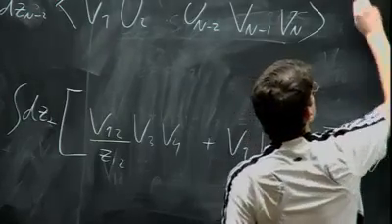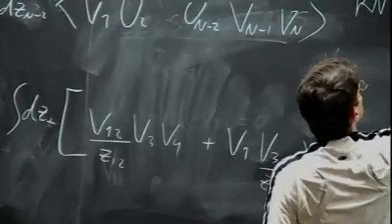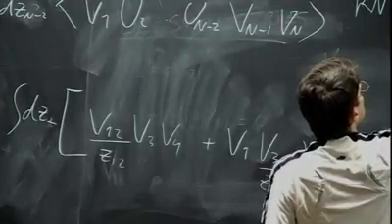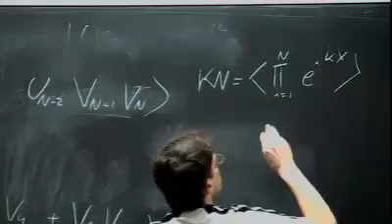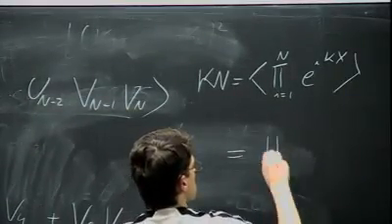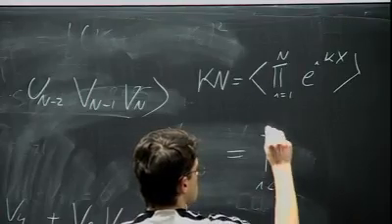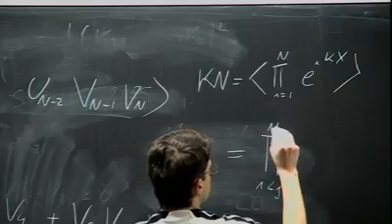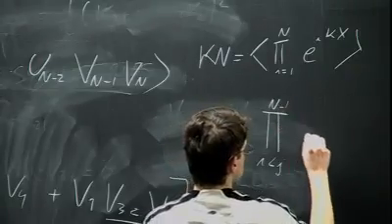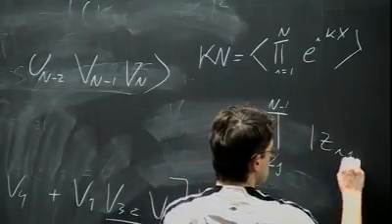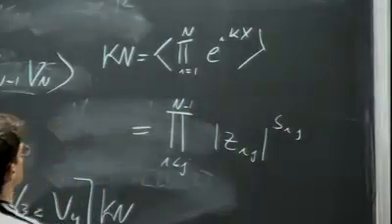And the Koba-Nielsen factor, just to be complete, is what you get from this computation. I'm not doing this computation, but that's the result you will get. It's the product over i less than j, and in this case it will be up to n minus 1, of z_ij to the power s_ij. That's the Koba-Nielsen factor.